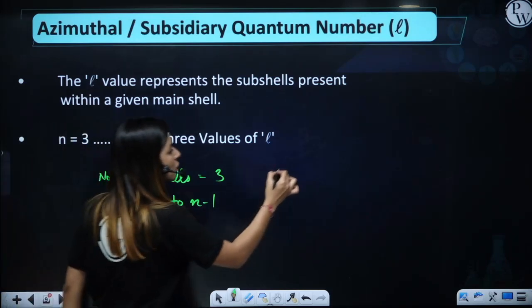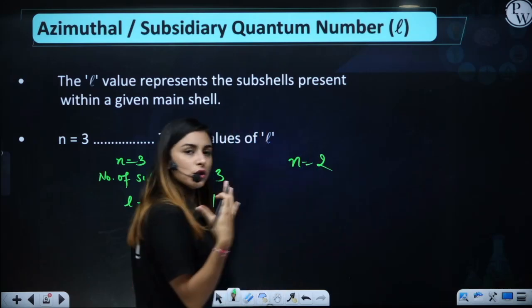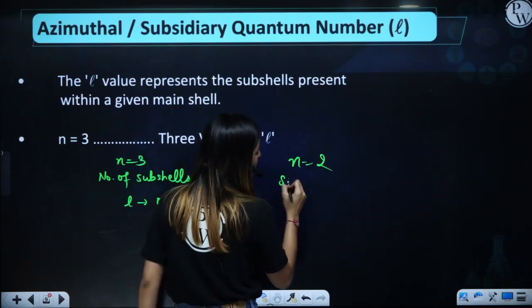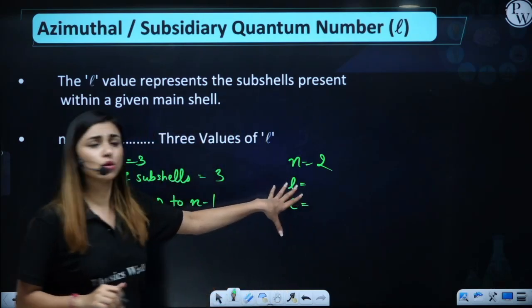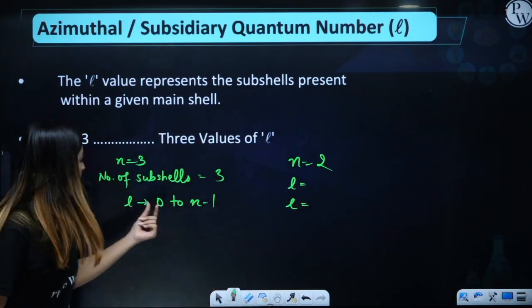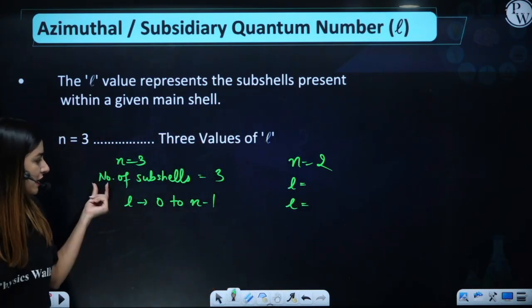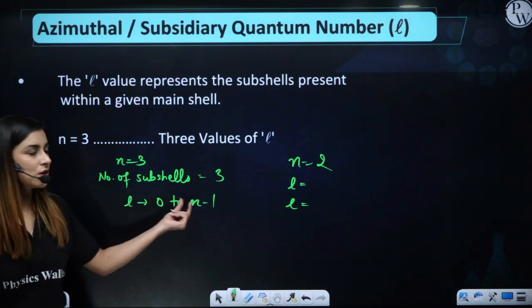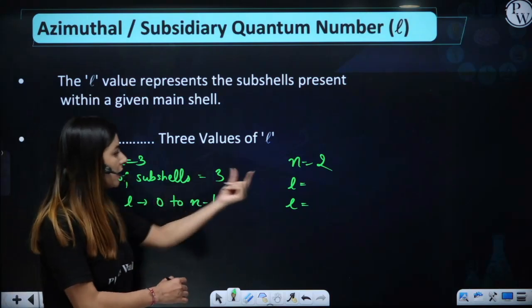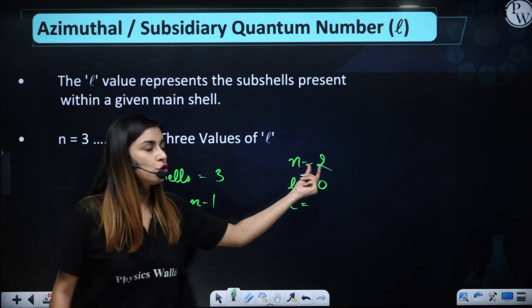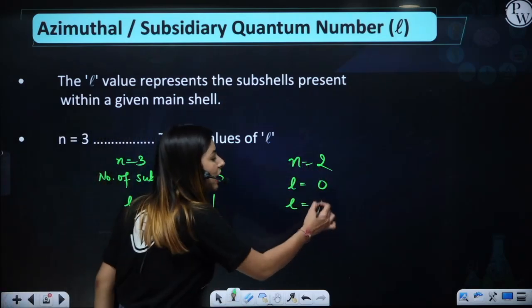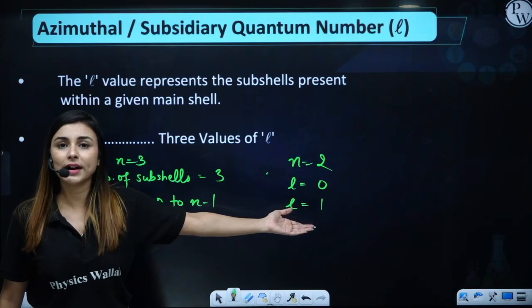Imagine that you have n is equal to 2. You know that you will have two subshells. One will be l is equal to this and the other l is equal to this. I don't know what the names will be yet. If you have n subshells, then l can have values from 0 to n minus 1. So here l can have 0 and n minus 1, which is 2 minus 1, 1. So it can have only 2 values.